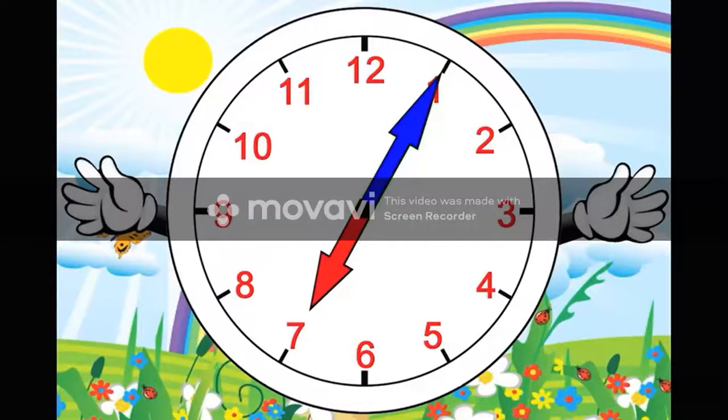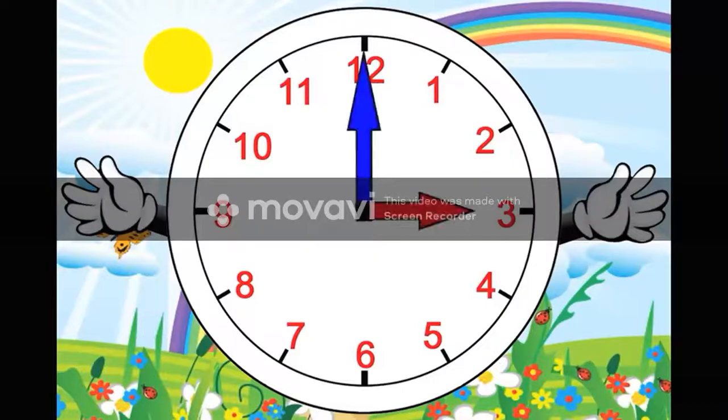One more thing. Look, the minute hand is pointing to 5 minutes. Would we say it's 7:5? No, we always tell everyone there's an O in front. We say it's 7:05.